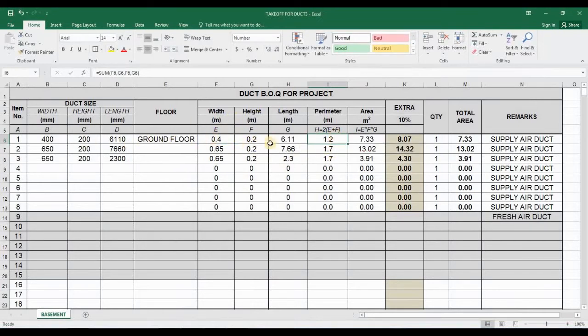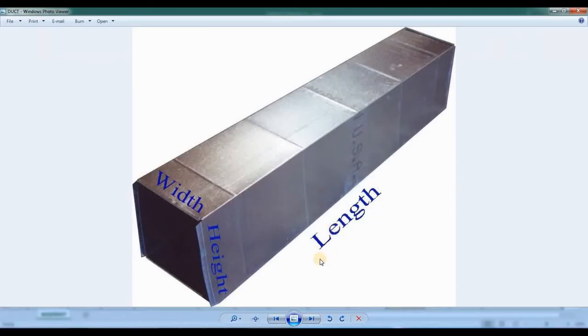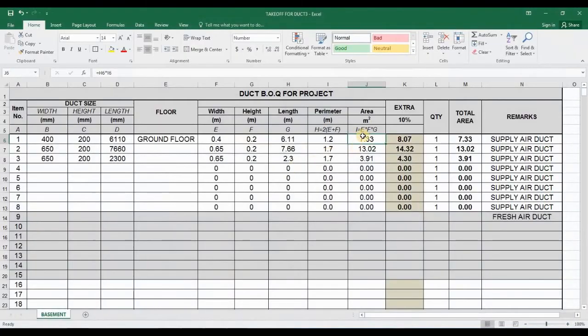So the area is length multiplied by parameter. You have the width, you have the height, you get the parameter. The parameter multiplied by length gives the area. After that, I added here 10% extra amount. If you don't want the 10% extra amount, you just delete this column and carry on. I just take this value plus 10%, and the value that appeared before is 7.33, and after adding 10% it is 8.07.